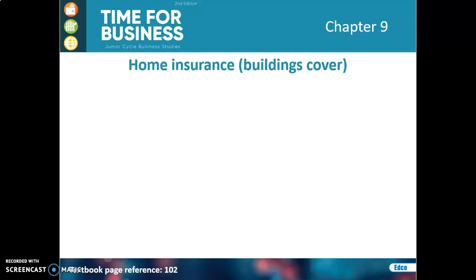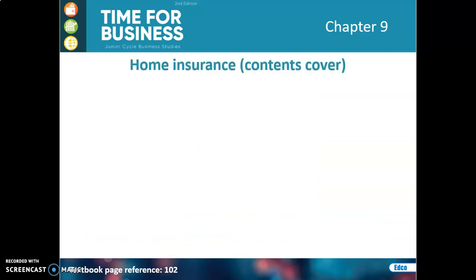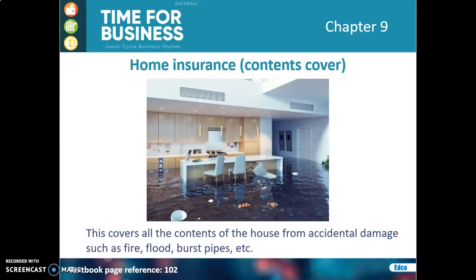Stepping away from motor insurance, buildings insurance, of course, covers damage to a building in the event of fire or flood or storm or accidental damage, like a tree falling. It'll provide compensation if the structure of the building is damaged. But then there's also contents cover, and that covers the contents of the house from accidental damage, fire, flood, burst pipes, and also theft. So if somebody breaks in and steals your technology, your TV, or your laptop, that will also be covered under your contents insurance.